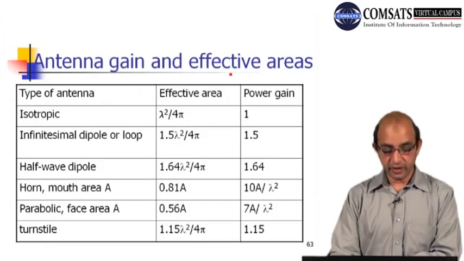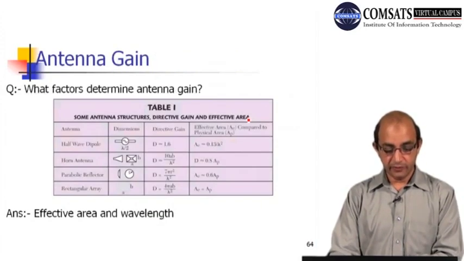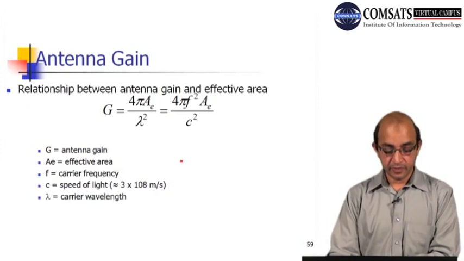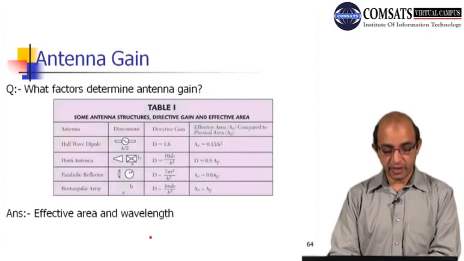So antenna gain and effective area: for an isotropic antenna, the power gain is 1. So here we have the very precise answer. The factors that actually determine the antenna gain are the effective area and the wavelength. If I go back, you can see here 4 is constant, pi is constant, and the rest of the factors are the effective area and lambda, the wavelength. So effective area and wavelength.